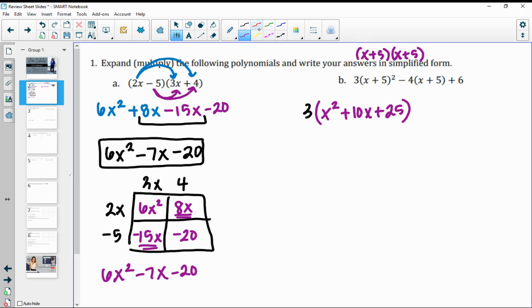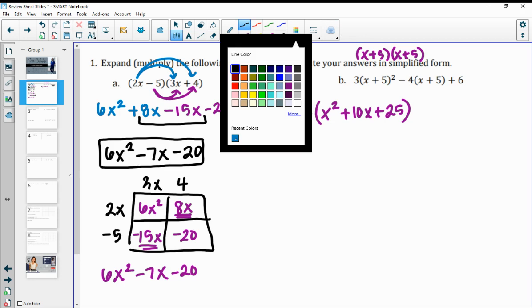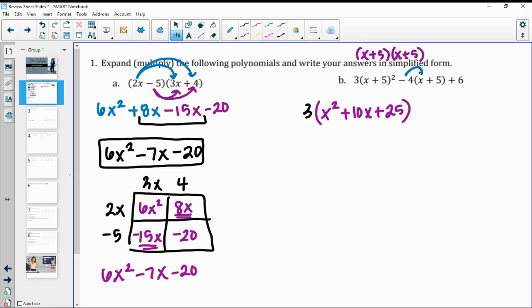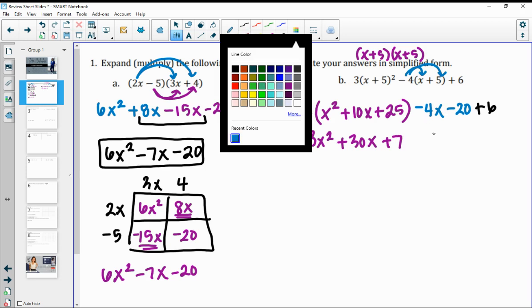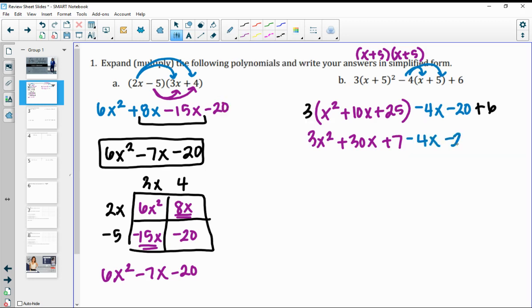So you have 3 times that polynomial. Then we will distribute in this negative 4. So we're going to distribute negative 4 to x, which is negative 4x, and then negative 4 to 5, which is negative 20. And you still have this plus 6 here. So then we'll distribute this 3 into each of these. So we'll get 3x squared plus 30x plus 75. And then we still have the minus 4x, minus 20, and plus 6.